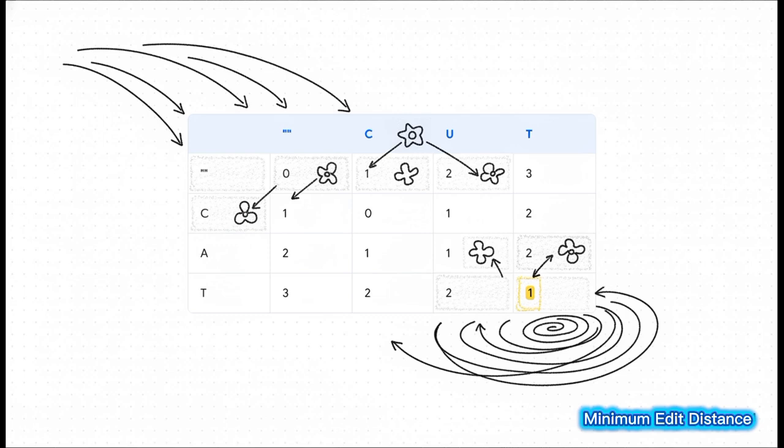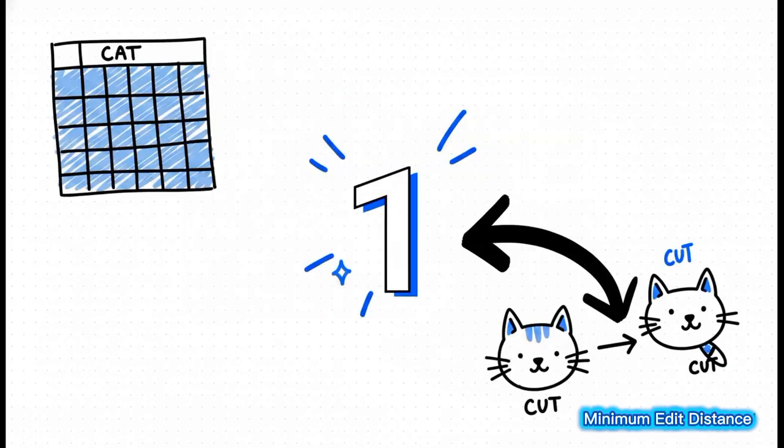You apply that same simple logic for every single cell, working your way across and down. Each answer is built upon the solutions you've already found for its neighbors, until the entire table is complete. And when it's all filled in, the answer to our original big question is always sitting there, waiting for us in the very bottom right corner of the table. The minimum edit distance to convert cat to cut is, as we see here, 1.